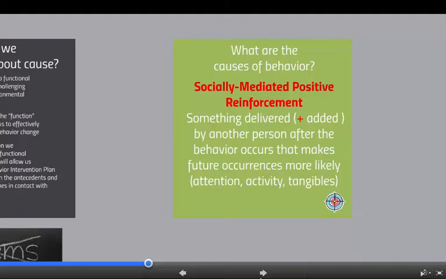So a behavior occurs and somebody, so it's socially mediated, adds something that ends up escalating or accelerating the behavior that occurred. So what kinds of things could be added? Well, you can add attention to a person following a behavior. You can give them access to activities. You can give them access to tangibles as a result of a behavior. And when those consequences follow, and it's socially mediated, socially arranged, that can end up accelerating, increasing a behavior, and that behavior may be one of concern.